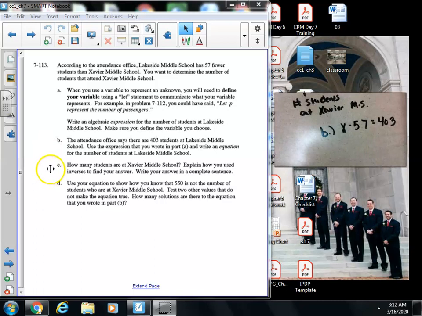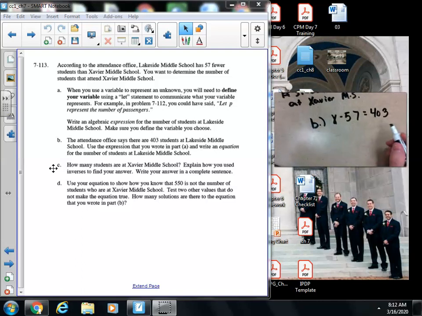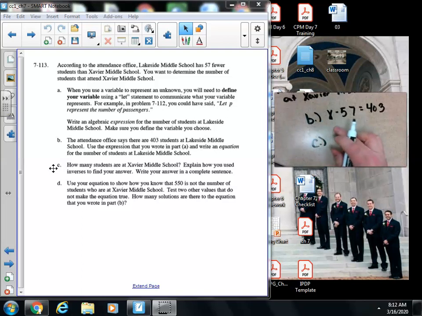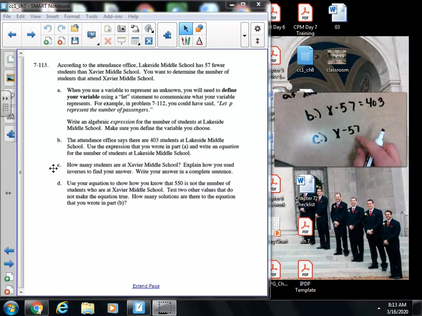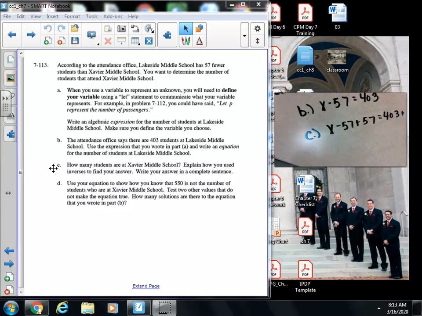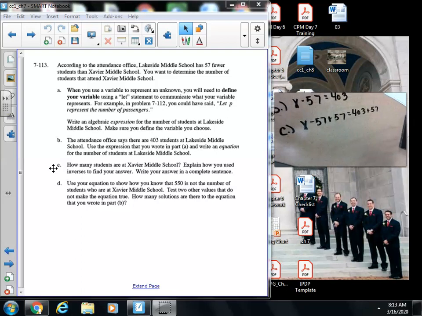Letter C, how many students are at Xavier Middle School? Explain how you use inverses to find your answer. Write your answer in a complete sentence. So for this question, we're going to use our equation that we wrote here, because we know that this represents 403 and both of these represent the number of students at Lakeside Middle School. So earlier we talked about if we want to get rid of this 57, the inverse of subtracting 57 is to add 57. But I can't add 57 over here unless I also add 57 over here. What that does is it makes sure that our values are still equal and that we didn't change the original value of our problem.